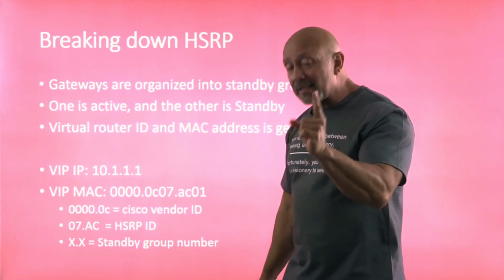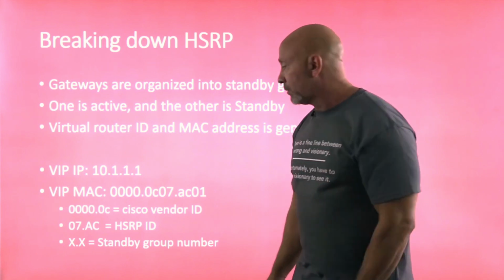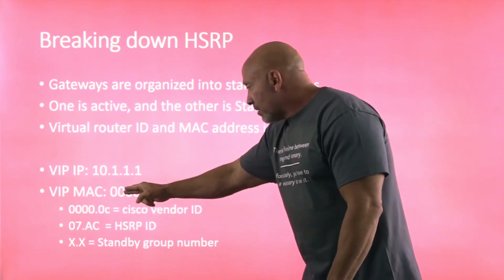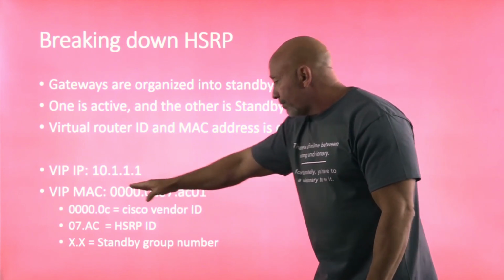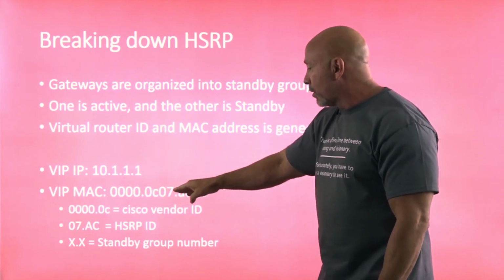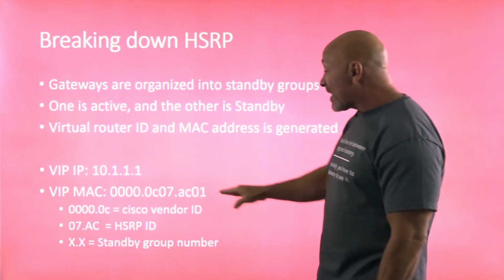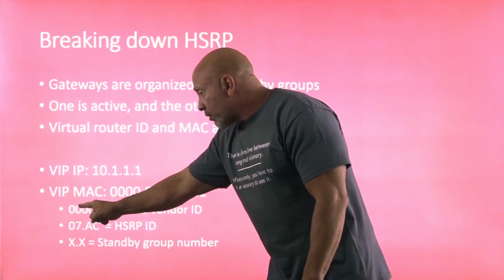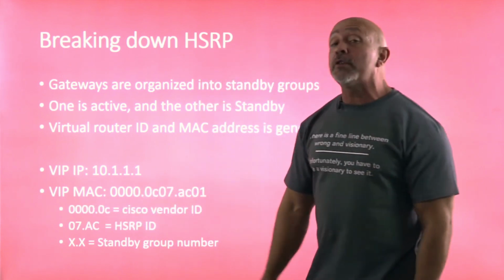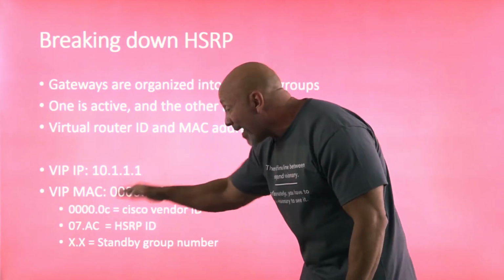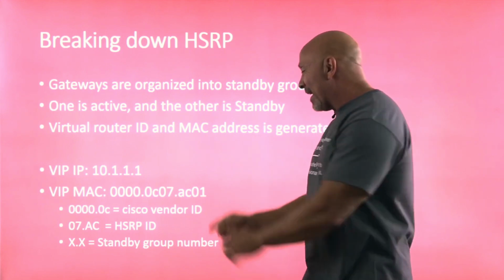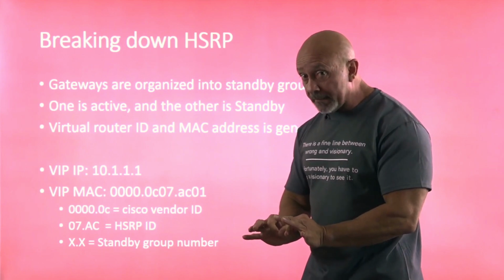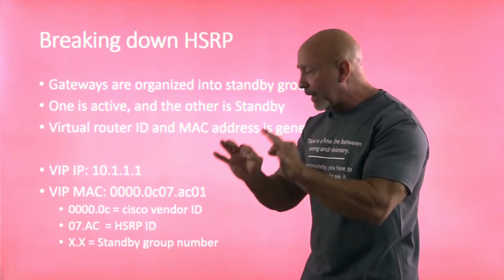Now, this you need to know. The MAC address 0000.0C07.AC01. This is a specific MAC address. There are 1, 2, 3, 4, 5, 6 bytes. Because these are hex numbers, the first 24 bits identifies it as a Cisco vendor ID. A Cisco vendor ID.